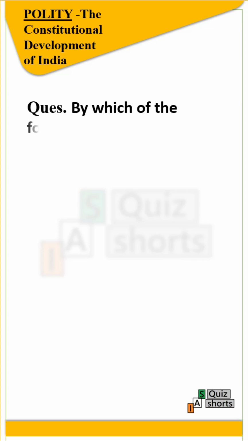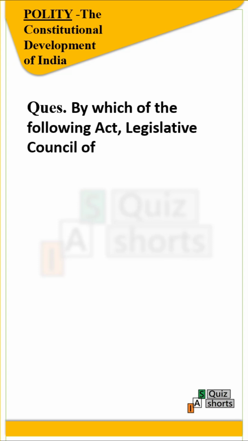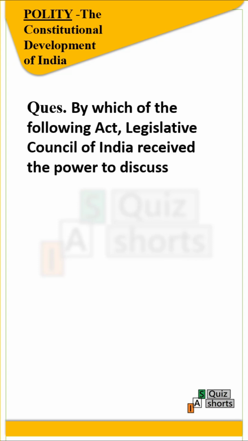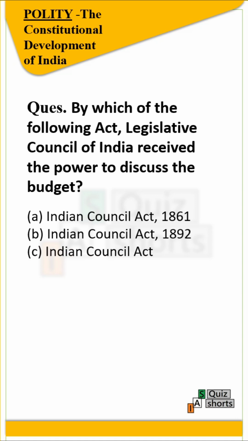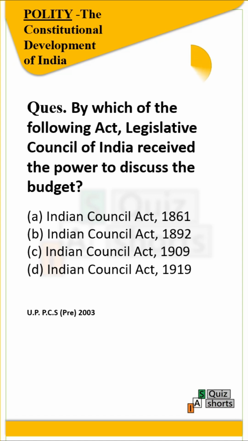Question. By which of the following Acts did the Legislative Council of India receive the power to discuss the budget? Option A. Indian Council Act 1861. Option B. Indian Council Act 1892. Option C. Indian Council Act 1909. Option D. Indian Council Act 1919. Answer is B. Indian Council Act 1892.